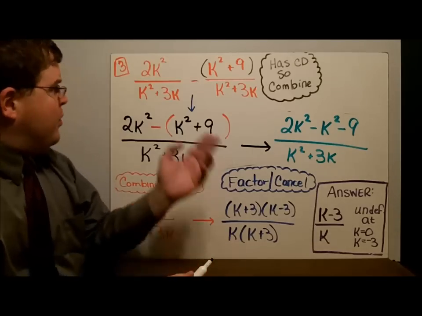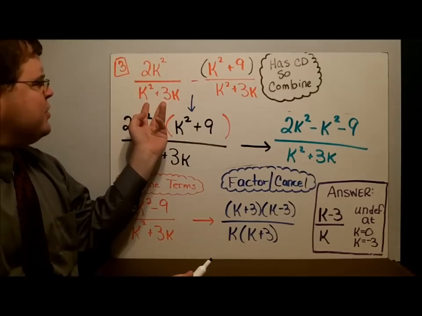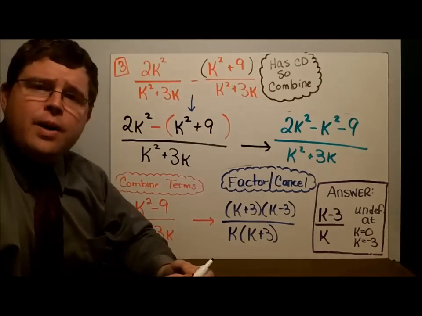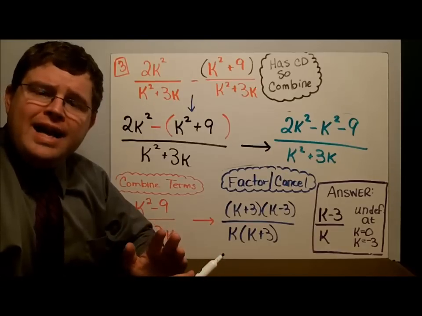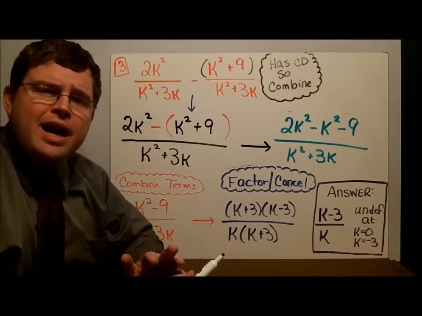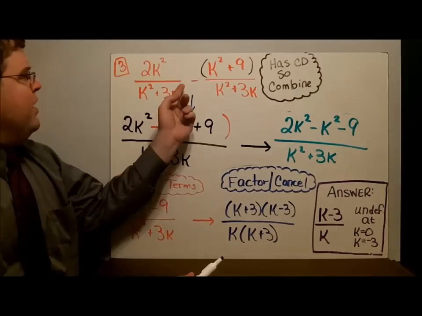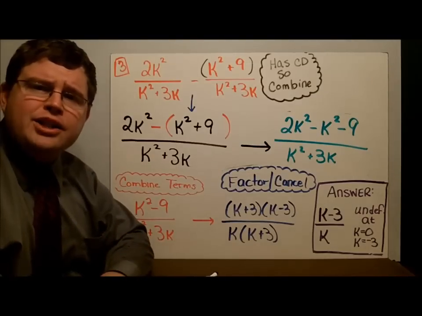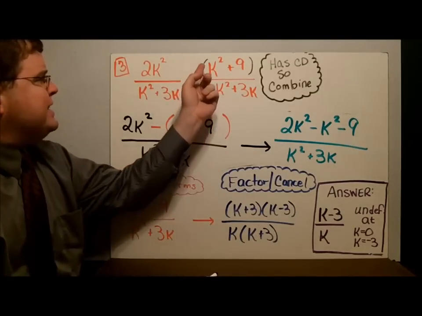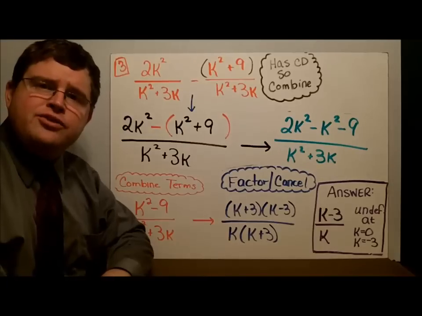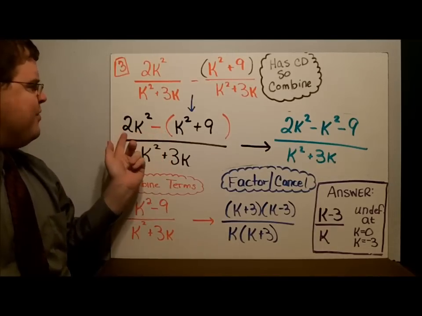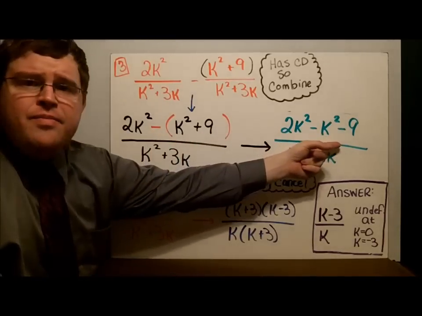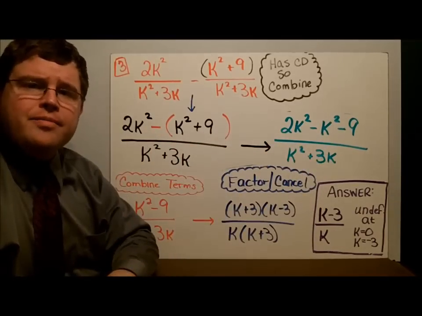Let's see how you did. We began with 2k squared over k squared plus 3k, minus (k squared plus 9) over k squared plus 3k. I saw that I had subtraction, but I do have a common denominator, so life is good. I'll simply take everything that I have here in the numerator and write it into one big fraction. Don't forget, everything after that minus sign is in parentheses. You have to distribute it. Distribute that. I have 2k squared minus k squared minus 9 over the common denominator.